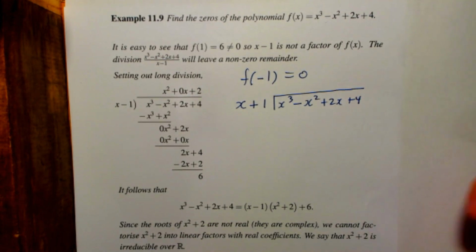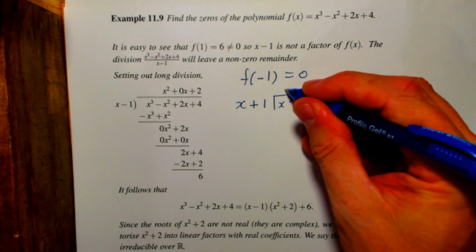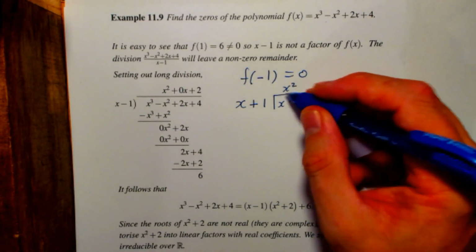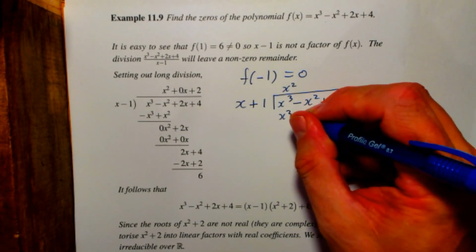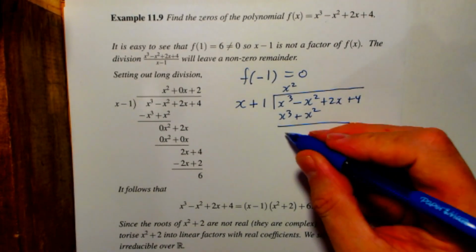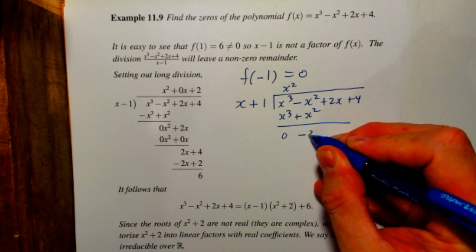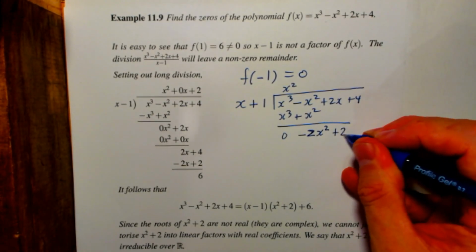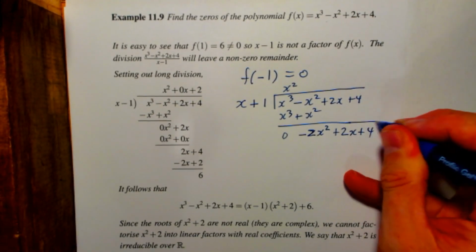Okay, so let's do this long division because this should be a factor here. Now x cubed divided by x is x squared. X squared times x plus 1 is x cubed plus x squared. Take a difference, 0 there, minus 2x squared there, plus 2x plus 4.